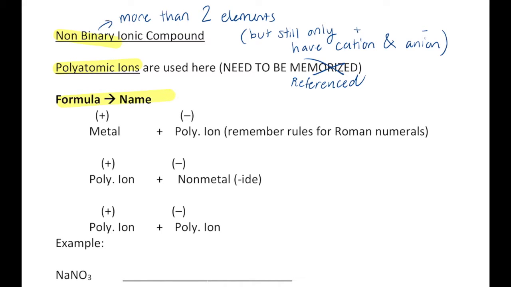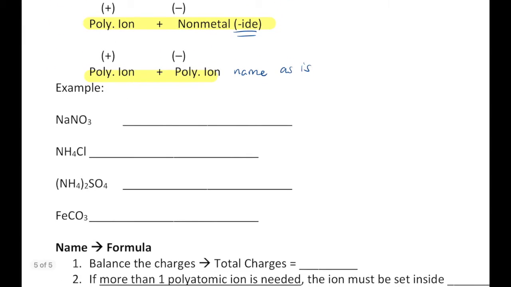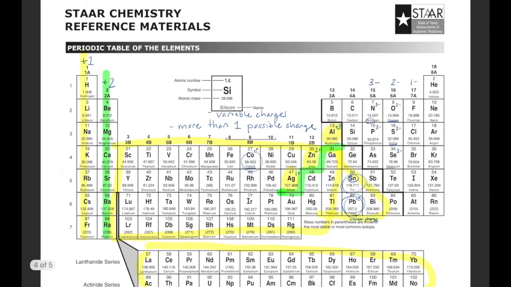In terms of looking at the formula and trying to name it, if you have a metal with a polyatomic ion, you just say the metal name and then the polyatomic ion right after that. Remember, if there's a Roman numeral, you have to include that. If you have a polyatomic ion and a nonmetal, don't forget to put the ide ending on that nonmetal, but it's just the polyatomic ion name and the nonmetal with ide. If you have a polyatomic ion and another polyatomic ion, you just say both names next to each other as is.